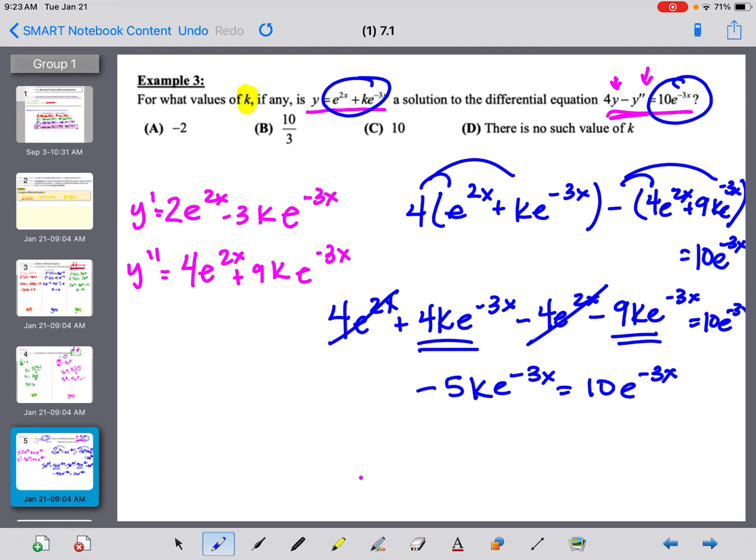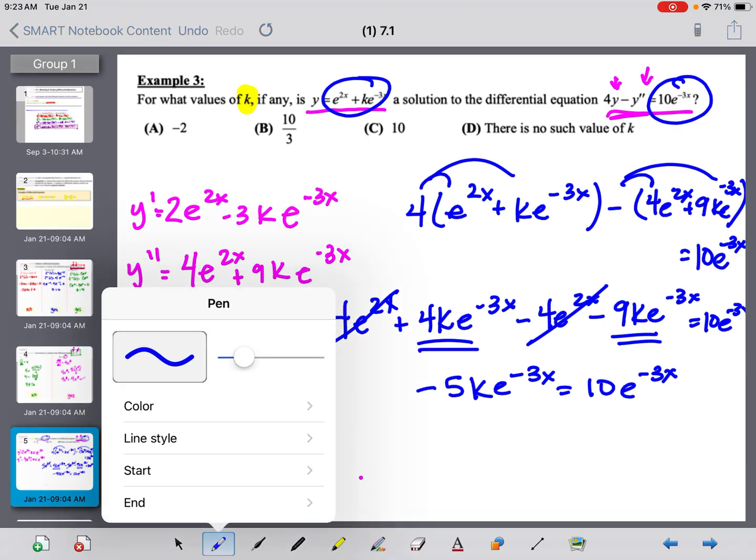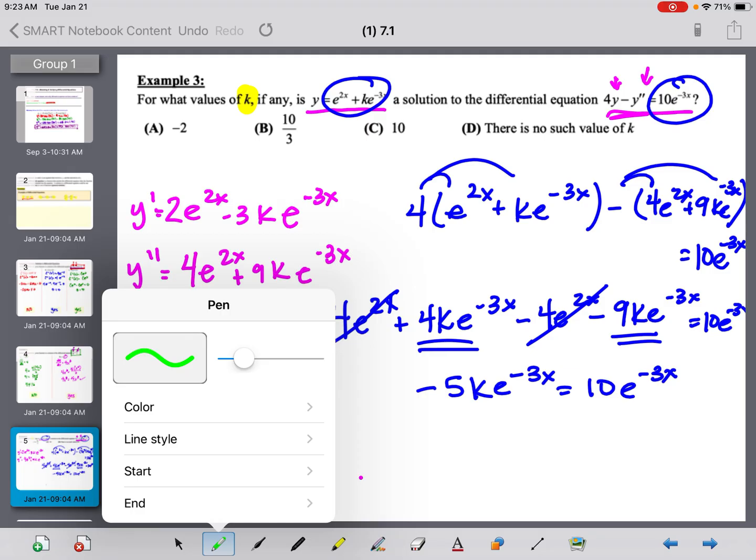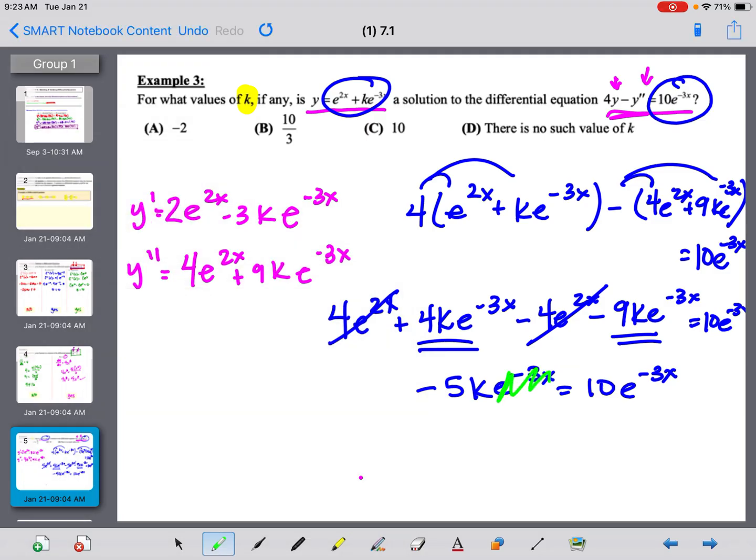Now, they both have the same variable on these that we are looking for, so we really don't need this e to the negative 3x, and we're just going to solve for k so we have the same coefficients. So I have negative 5k equals 10, so k equals negative 2.